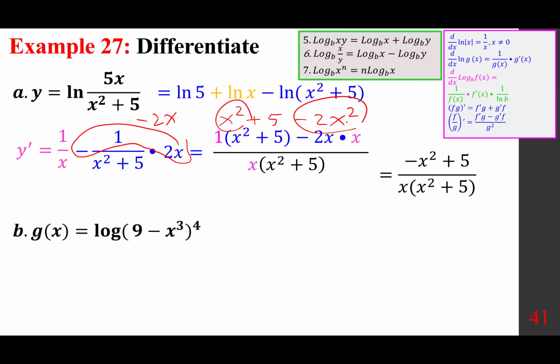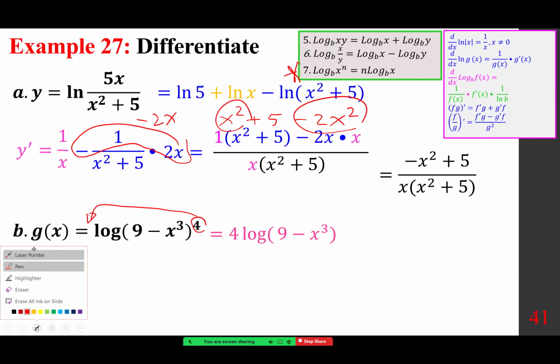g of x equals log of 9 minus x cubed, to the power of 4. We want to differentiate that. So we are going to use the power rule first and put the 4 in front. And now we are going to differentiate. So 4 is a constant, a multiplier, it remains.